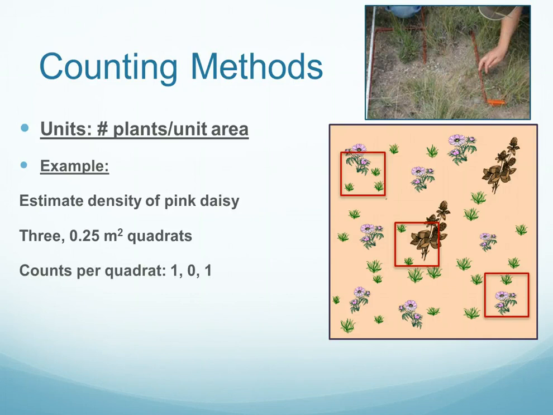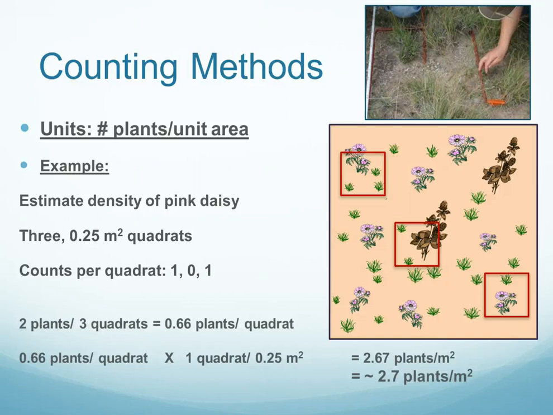From this count, we see that we've got 2 quadrats that include 1 plant and 1 quadrat that doesn't have any pink daisies in it. The calculation is to sum the total number of plants and divide that by the total number of quadrats observed. That includes the empty quadrats, and that calculates out to 0.66 plants per quadrat. But the units that we want to report are in terms of the meter squared, so we need to convert that number to number of plants per meter squared, and that equals approximately 2.7 plants per meter squared.